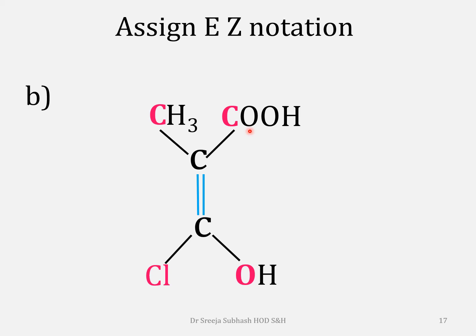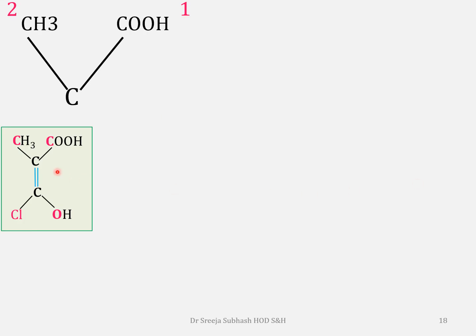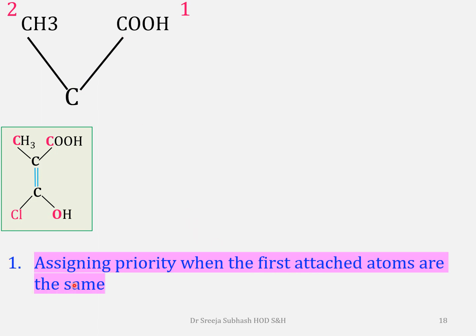So in order to understand this in a very clear manner, let me take you to the next slide. Well, here we are considering the first carbon alone. Of this compound, the first carbon alone is taken. Okay, I hope there is no confusion there. CH3 on one side and COOH on the other side. Now, how to assign priority when the first attached atoms are the same? Considering them separately, look for the second atom.